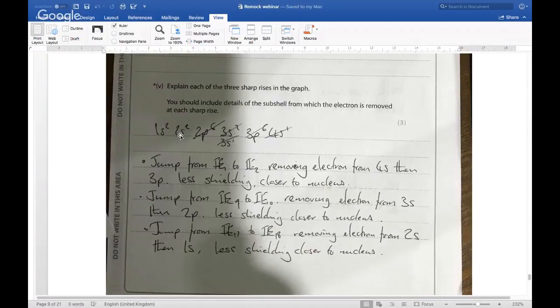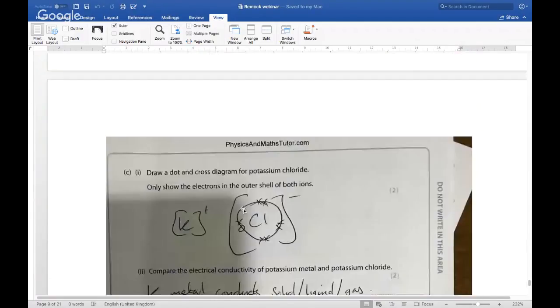What I did was write out the electron configuration for potassium and look at where the jumps were. Jump from IE1 to IE2: removing an electron from the 4s, then the 3p. Less shielding, close to the nucleus. More energy. Big jump. Jump from IE9 to IE10: removing from 3s, then from 2p. Less shielding, close to the nucleus. Jump from IE17 to 18: removing from the 2s, dropping to the 1s. Less shielding. And we're done.